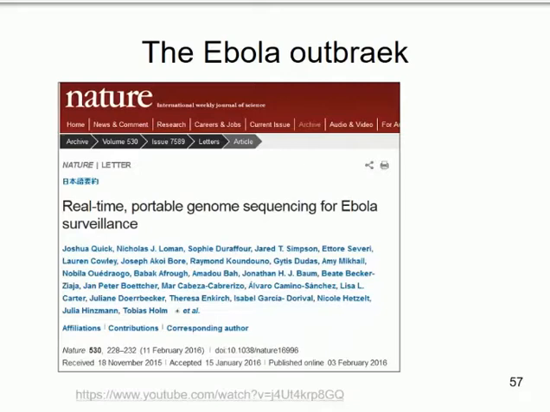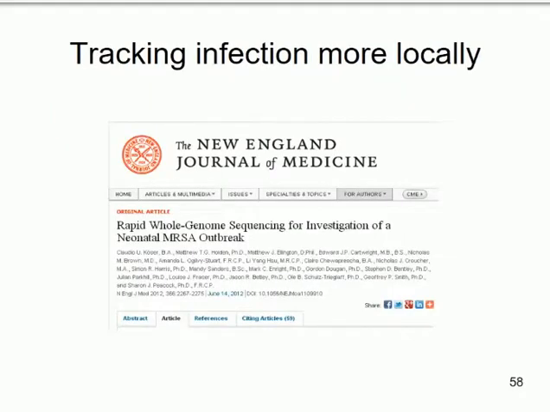The ability to track this in real time and to advise people about where to limit movement, where the biggest numbers of viruses are coming from, is incredibly useful for people who are trying to deal with an outbreak in real time. Same sort of thing, but on a more local scale.